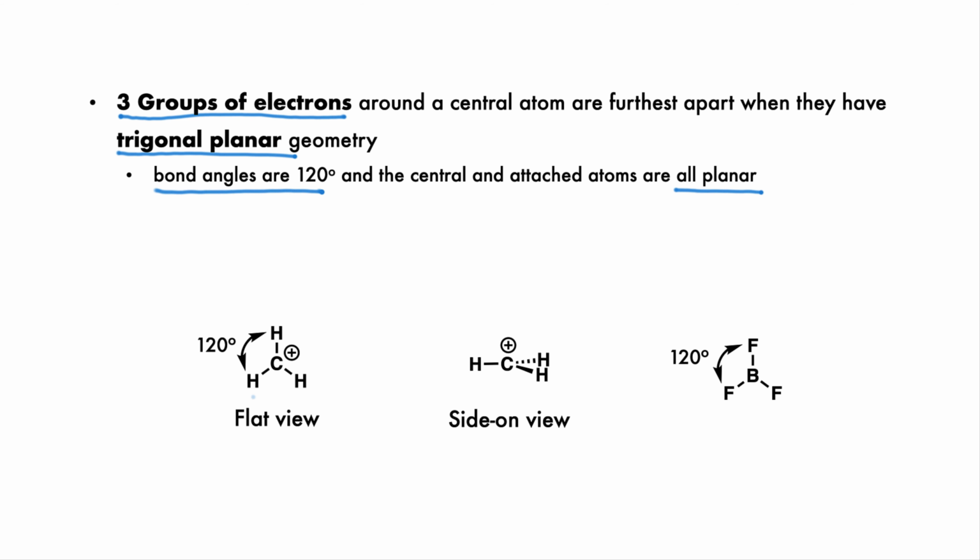Methyl carbocation is the simplest organic molecule with this geometry. It is entirely flat, so it can accurately be drawn in the plane of the paper. Sometimes a side-on view is better. In this view, one of the hydrogens is also in the plane of the paper, one is forward, and one is back. Boron trifluoride is another common example of a trigonal planar molecule.